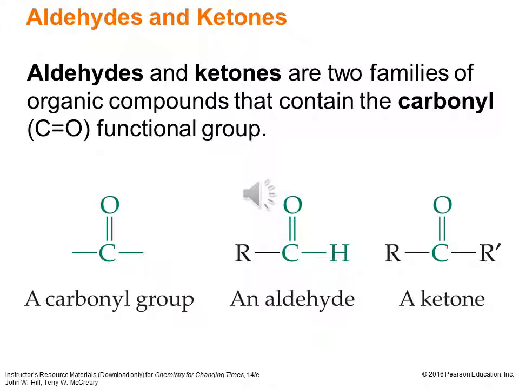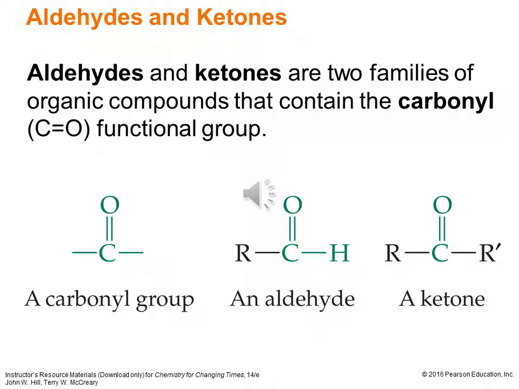Okay, on to aldehydes and ketones. Again, related, although different structures because of the way that carbonyl, the carbon double bond oxygen functional group, is situated. So in an aldehyde, the carbonyl has to be at the end. It's terminal. There's a hydrogen on one side to end the structure, and then a carbon group on the other side. For a ketone, that carbonyl, the C double bond O, has to be in the middle of some carbon groups.